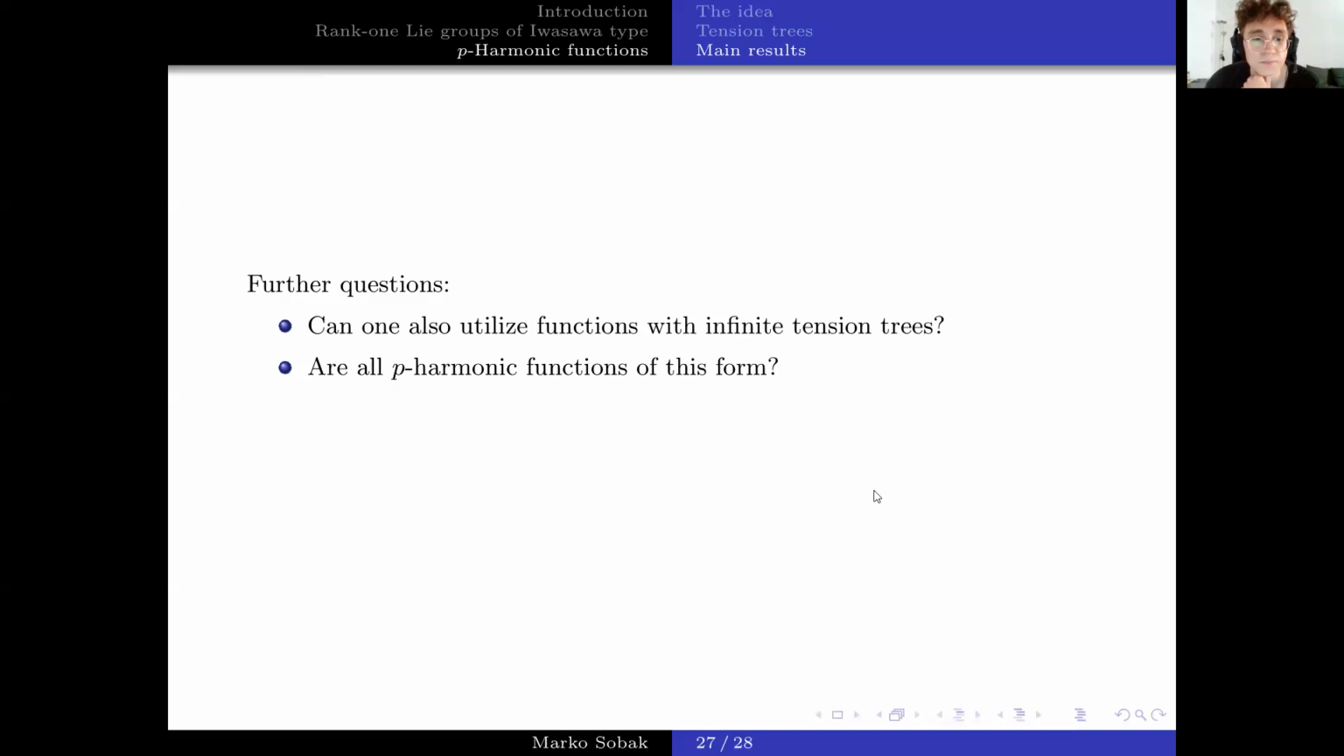It sounds interesting. And then finally, what about higher rank Lie groups of Iwasawa type? In the beginning, I gave you a general definition of a Lie group of Iwasawa type, and you'll remember that the rank was the dimension of this subspace A. Throughout the rest of the talk, we focused only on the rank one case. But of course, one could have higher rank Lie groups of Iwasawa type, and so the question is, can we do something similar there?